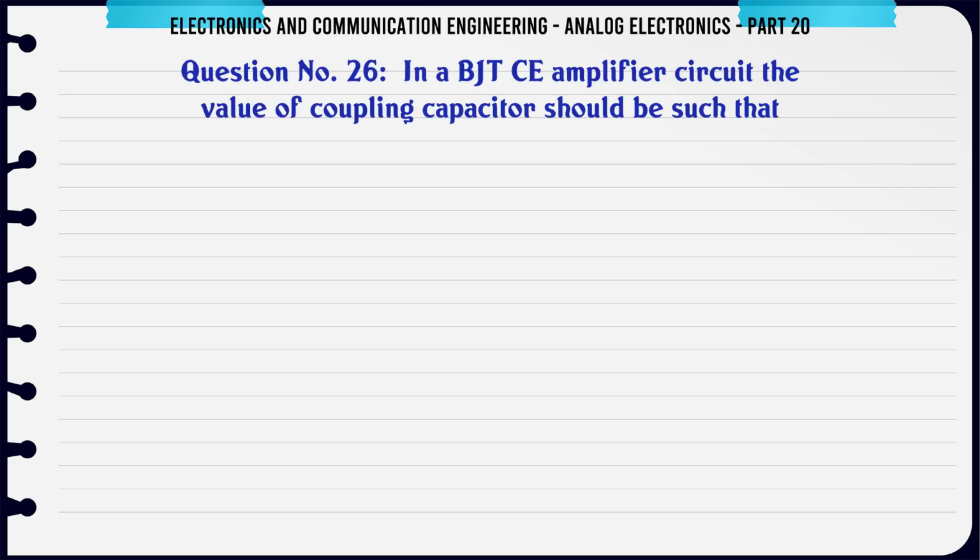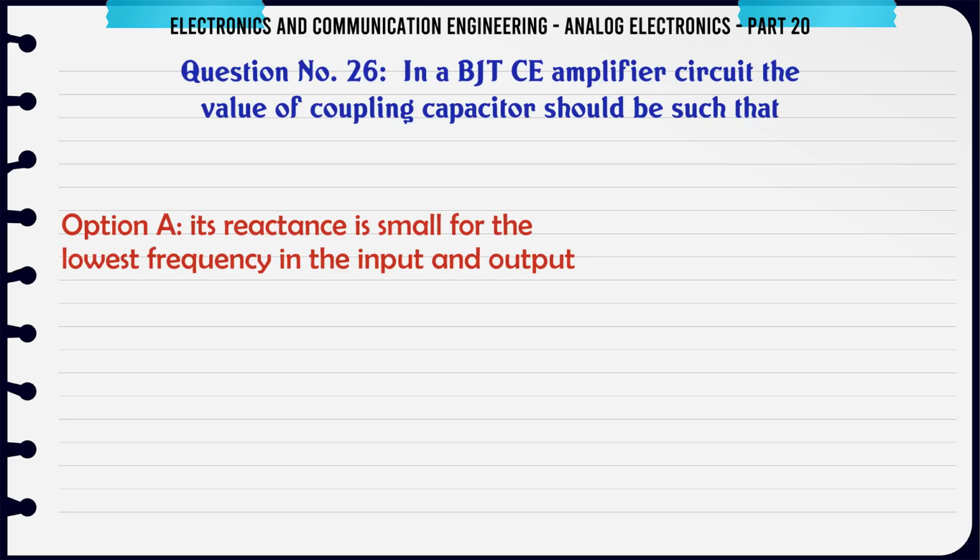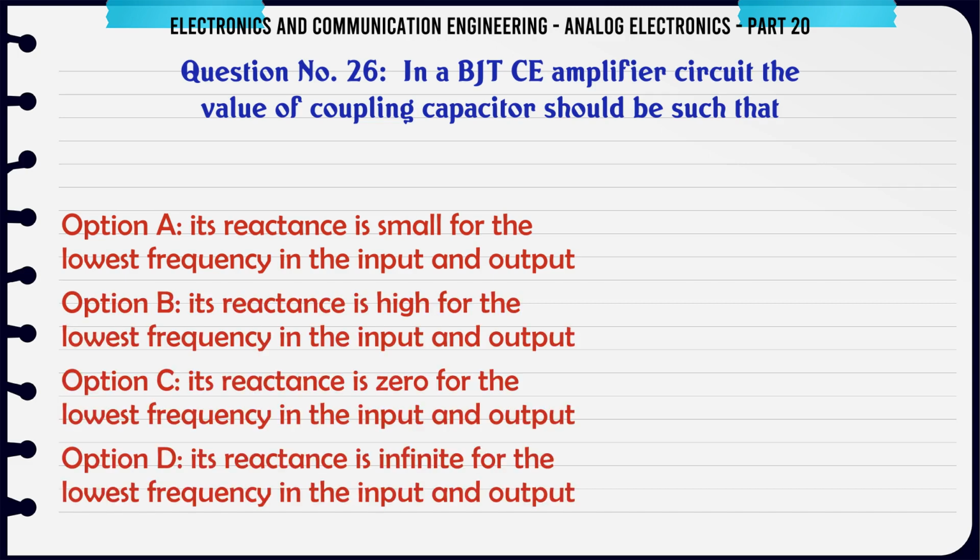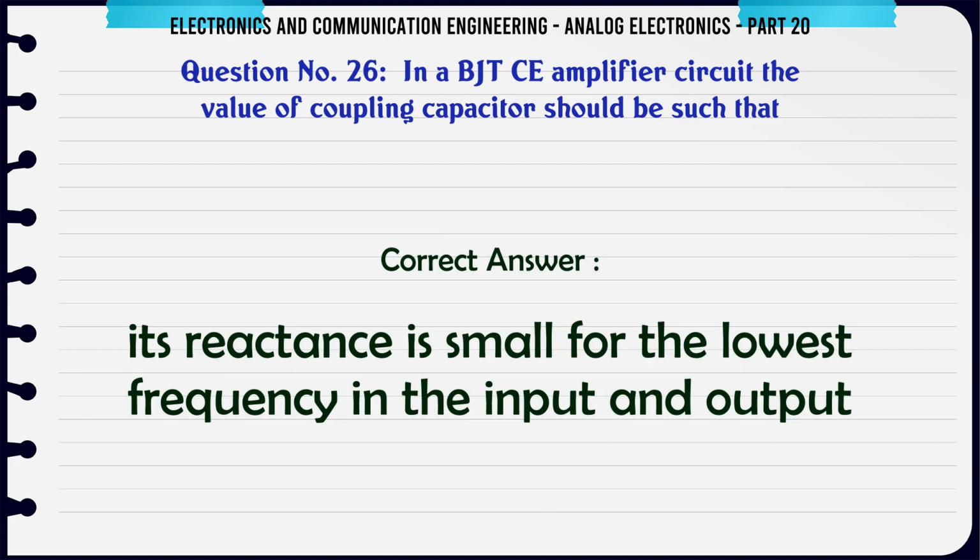In a BJT CE amplifier circuit, the value of coupling capacitor should be such that A. Its reactance is small for the lowest frequency in the input and output, B. Its reactance is high for the lowest frequency in the input and output, C. Its reactance is 0 for the lowest frequency in the input and output, D. Its reactance is infinite for the lowest frequency in the input and output. The correct answer is its reactance is small for the lowest frequency in the input and output.